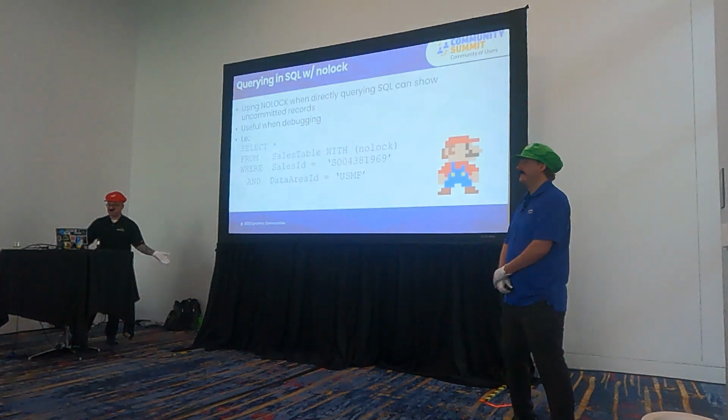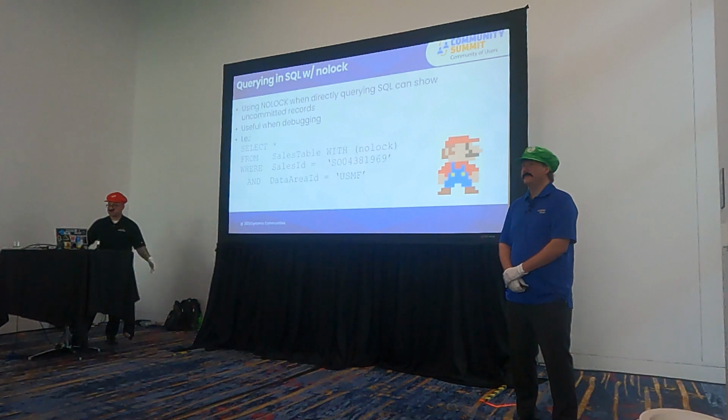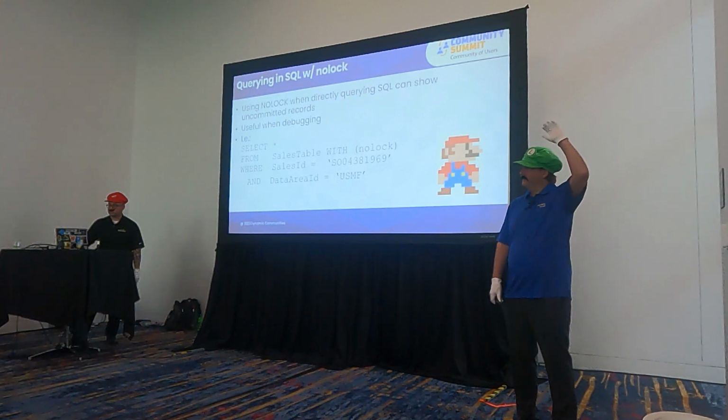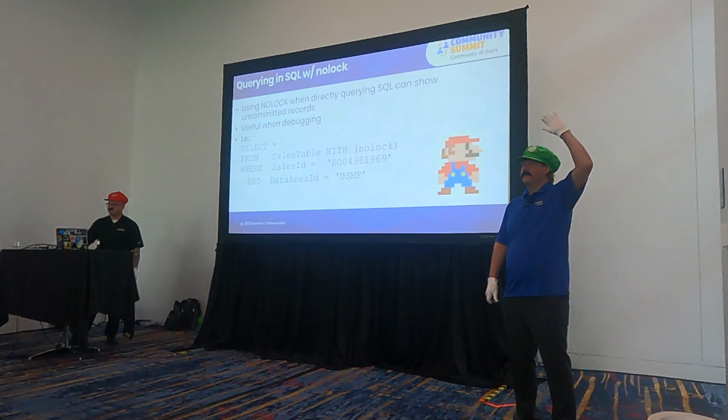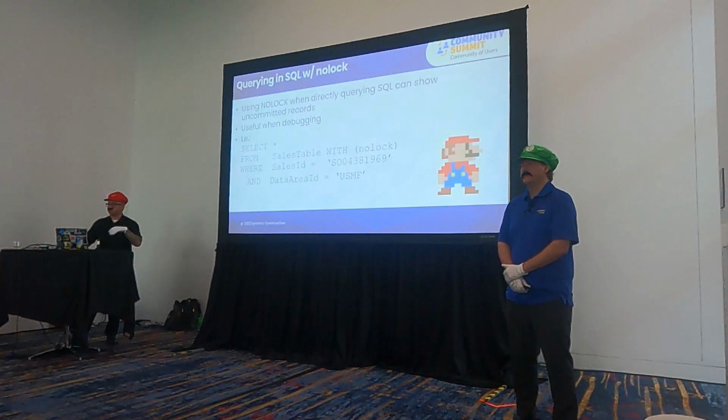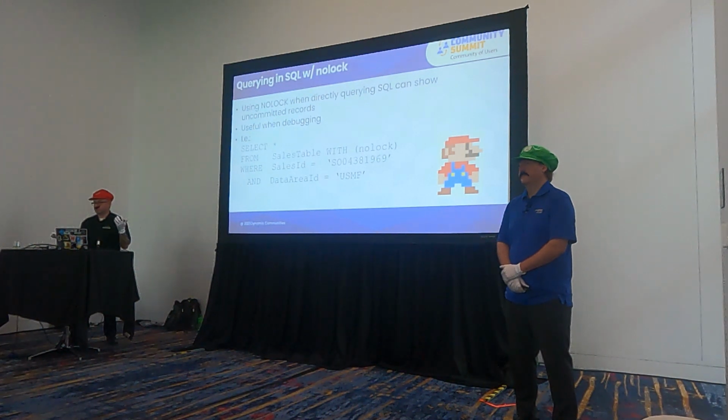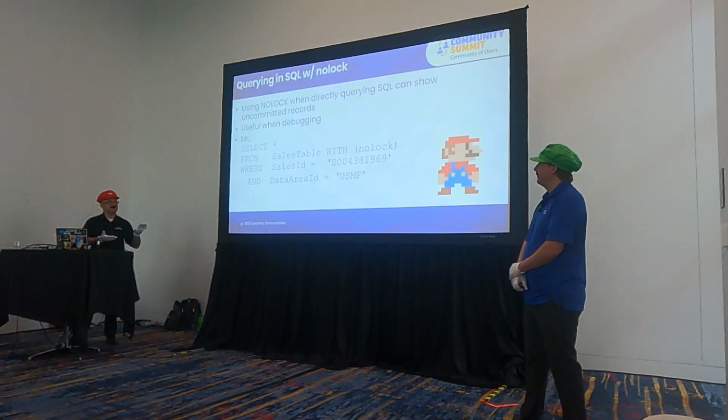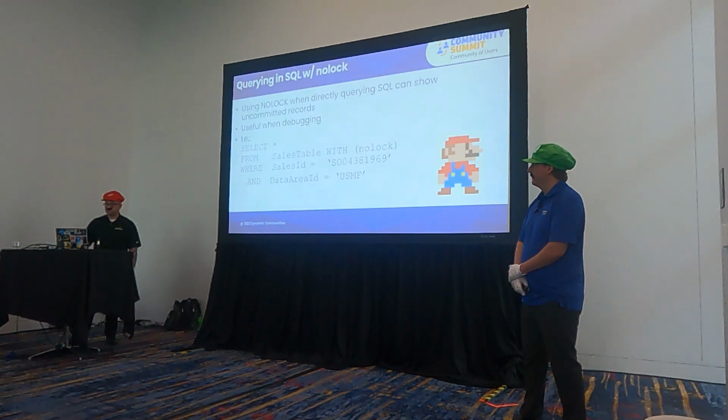Next, who here works a lot in SSMS with directly querying data using SQL? You can use no-lock if you've got an uncommitted transaction to see what the state of your particular data is. No-lock means allow dirty pages, which means allow uncommitted transactions to be visible in the query result. It's not something you typically use in a reporting scenario.